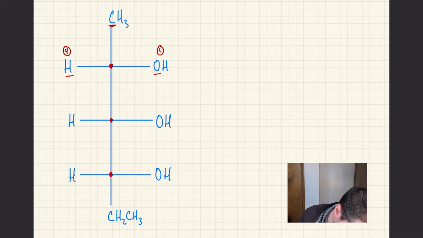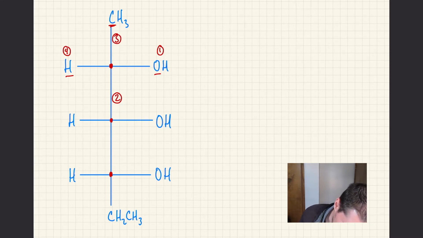Here I have a carbon and then another carbon here. So now I need to break a tie. The carbon up here is bonded to 3 hydrogens. This carbon down here is bonded to an O, a C, and an H. So this carbon takes priority. This is going to be number 2. This is going to be number 3.